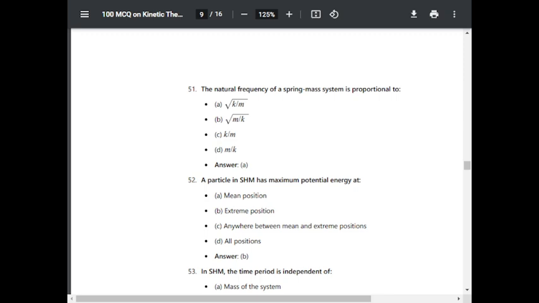Question number 51. The natural frequency of a spring mass system is proportional to: option A, under root K by M; option B, under root M by K; option C, K by M; option D, M by K. The correct answer is A, under root K by M. The natural frequency of a spring mass system is proportional to under root K by M.